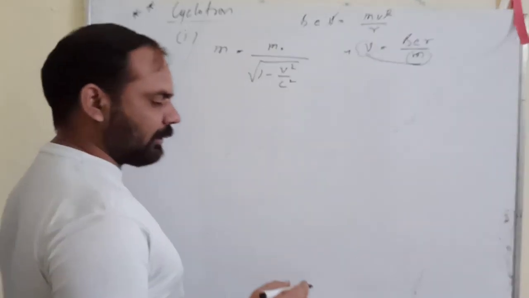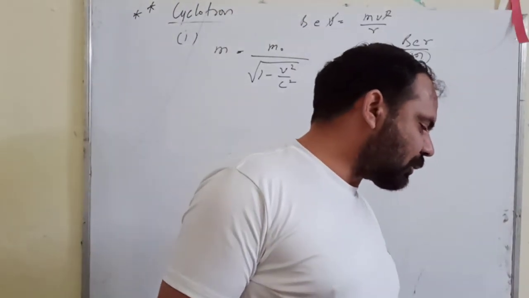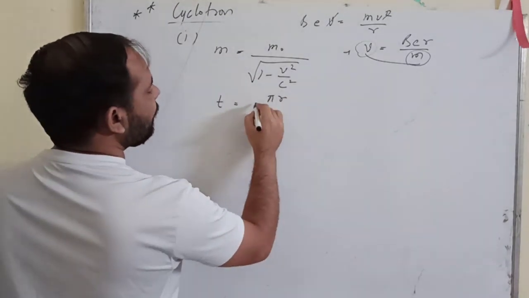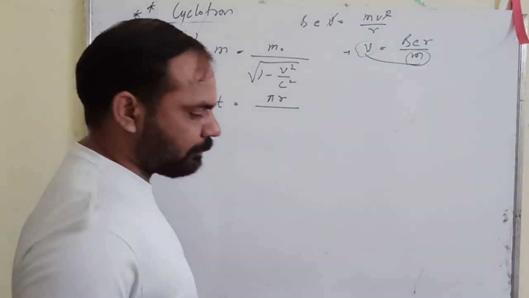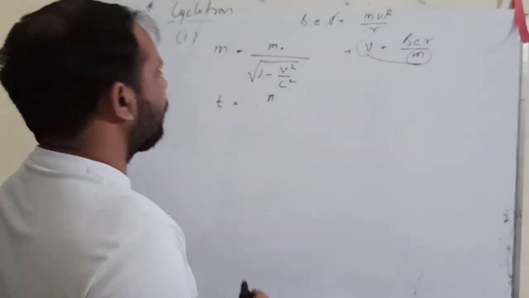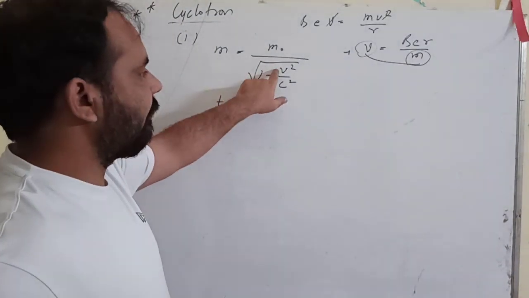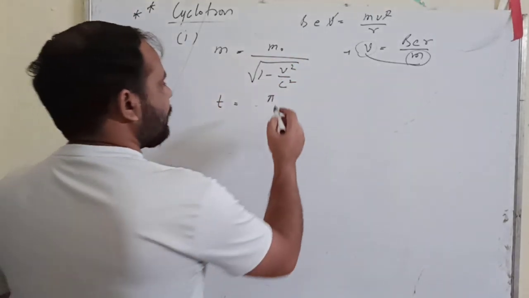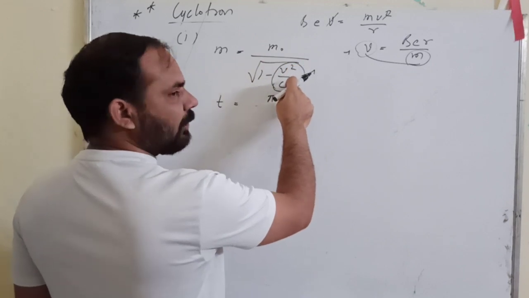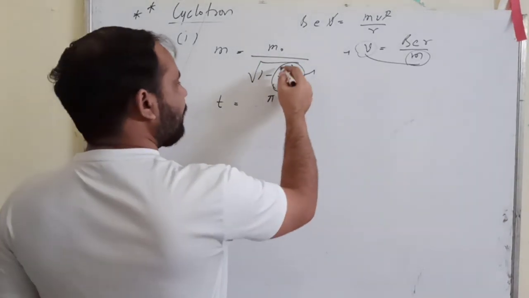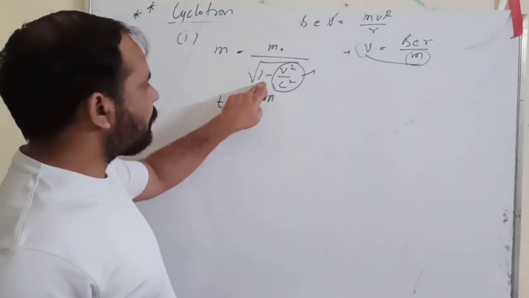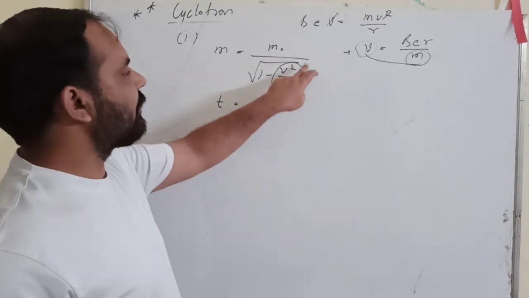So what will happen then? The time that the charged particle will spend will be equal to pi r upon v. See, if your velocity will increase, then this factor will increase, right? The numerator will increase, where c is the speed of light. Now if this factor will increase, 1 minus this factor will decrease. If this will decrease, what will happen to this factor?